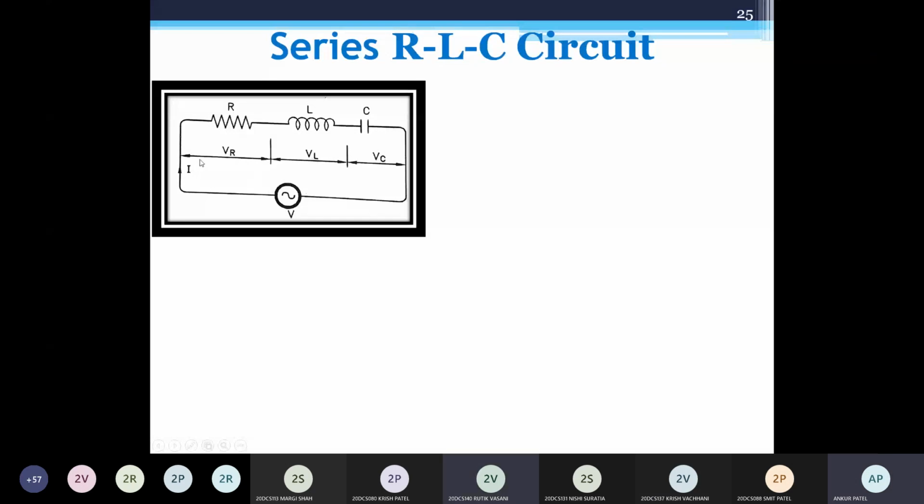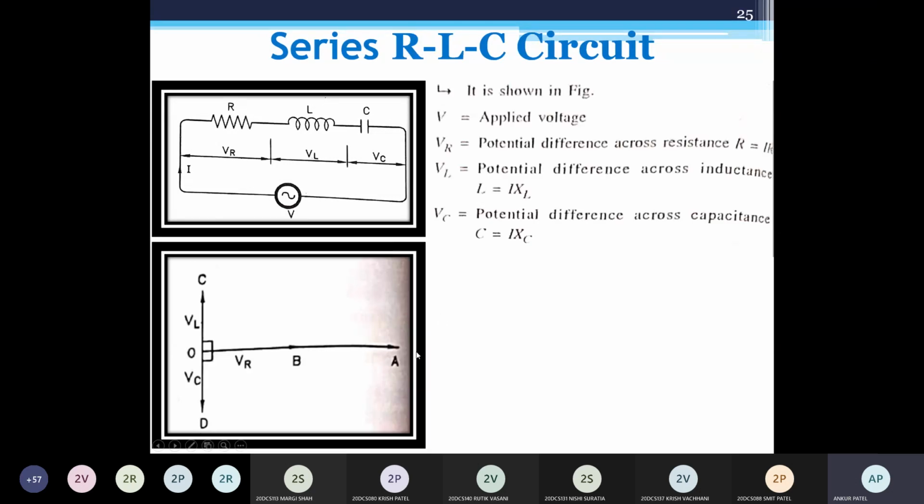VL is I into XL. In the phasor diagram, it will be in the positive y direction. Positive y direction. It leads the current, so it is in the upward direction. VC is in the negative y direction. It is in the downward direction, lagging. So you can plot this like this.